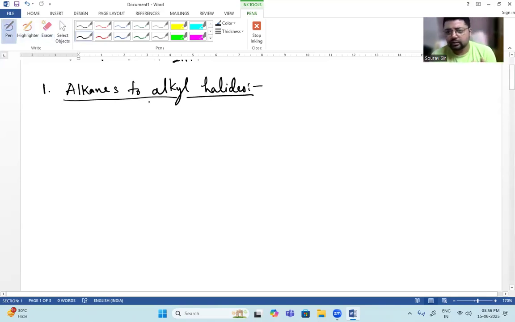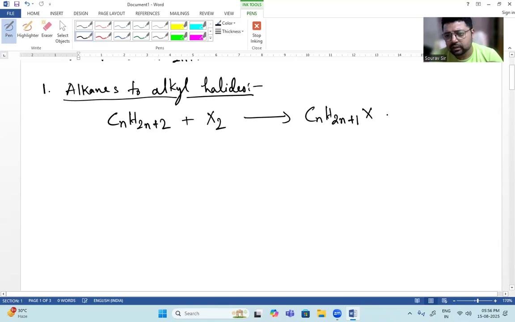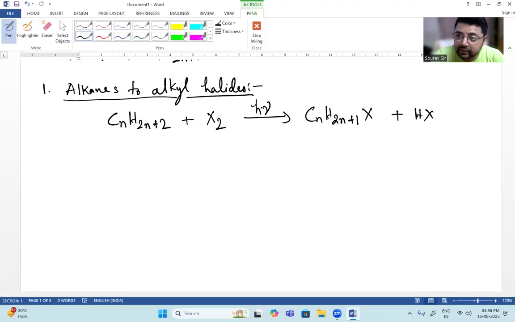To state clearly, alkanes have the general structural formula CnH2n+2. From here we add X2 to give CnH2n+1X and HX, and this is assisted with hν. It is a photochemically activated reaction, a light reaction.